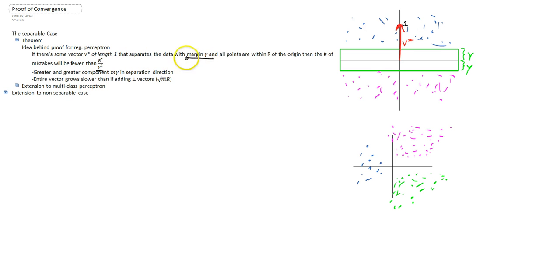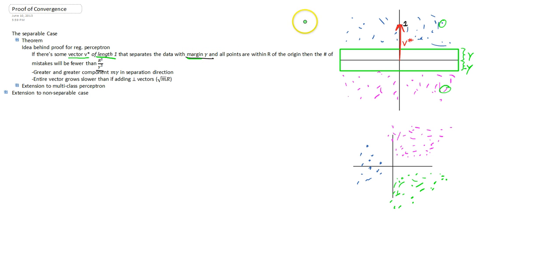So separable with this margin means really that there's some vector b star where b star has length 1, right? So it's actually measuring distance, where if you take any point and you dot it with b star, then if it's blue here, it'll be greater than gamma. If it's purple, you dot it with b star, it'll be less than negative gamma, right? Put a negative there to emphasize that. And so that's how we can say it separates with a margin gamma.